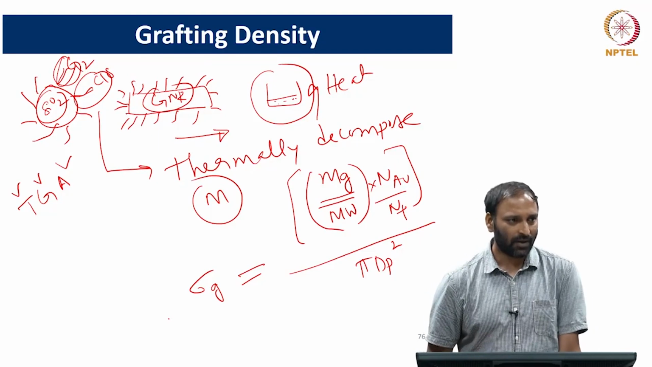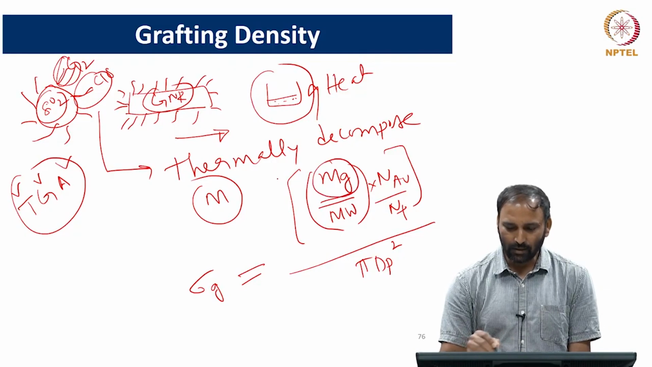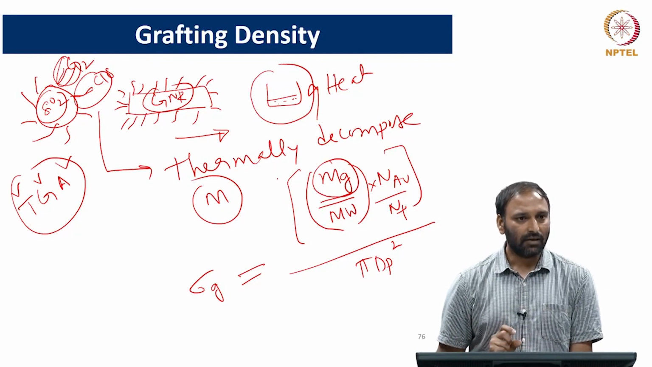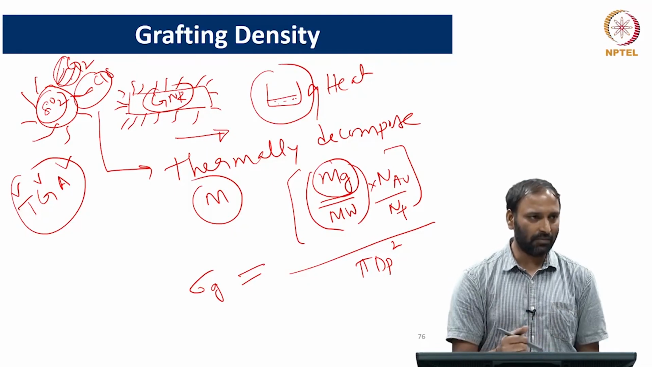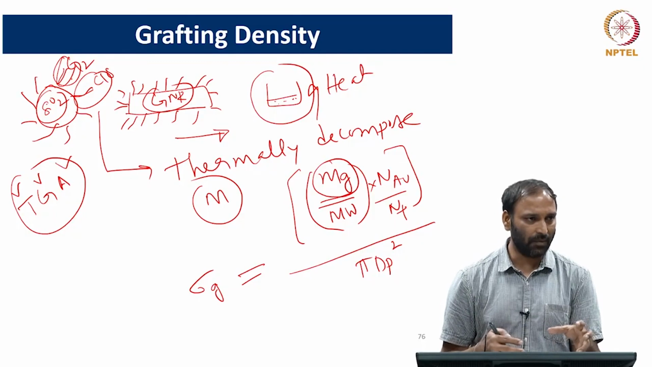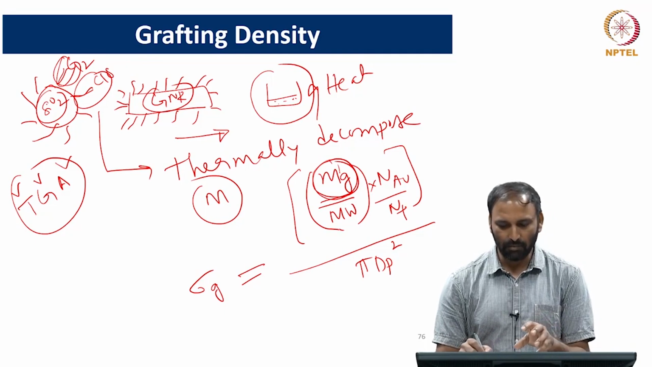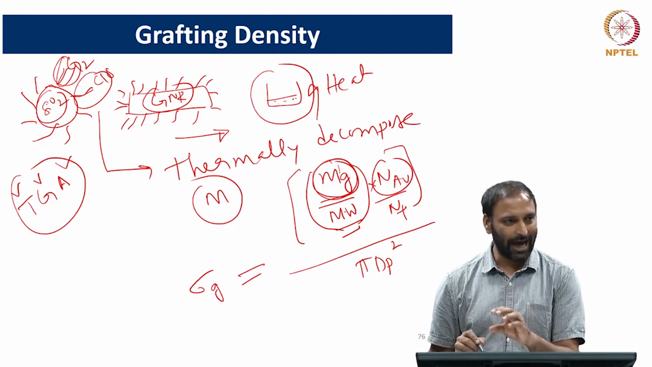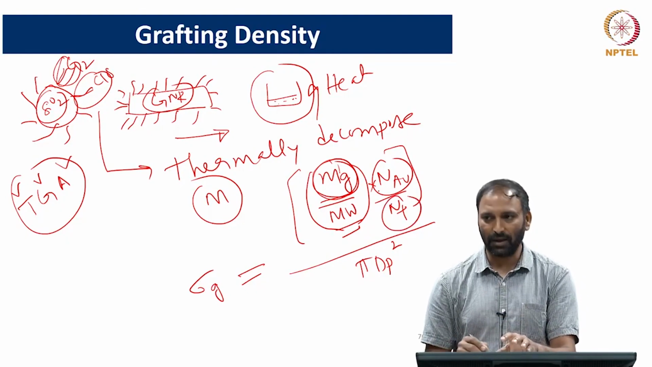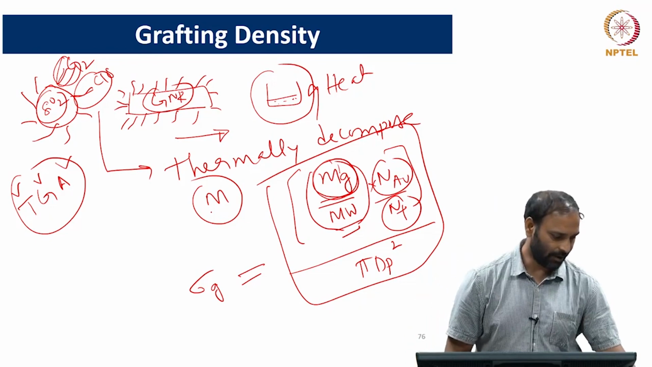There are other ways of doing it. In this simple TGA based analysis, you calculate the characteristic mass change associated with a particular chemical species that is either grafted onto the particle by a covalent bond or physically adsorbed. You measure the mass corresponding to those species, divide by the molecular weight, multiply by Avogadro number to get the total number of molecules in the entire sample, divide by the number of particles, and divide by the surface area to get the grafting density.